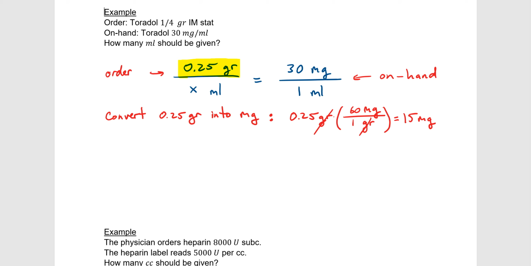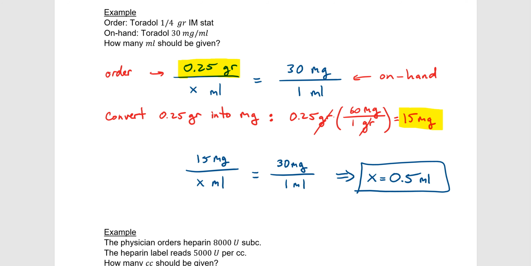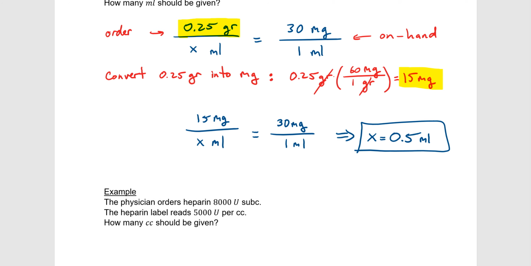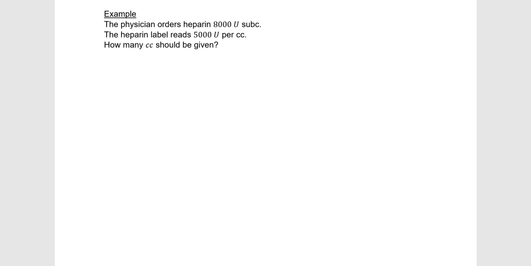So we're going to replace the 0.25 grains with 15 milligrams, and we're going to set this proportion up the same way it was. Now it becomes 15 milligrams over X milliliters equals 30 milligrams over 1 milliliter. So we solve this for X, the units are correct, and we're going to end up getting 0.5 milliliters. Okay, so I just didn't show the work for solving the proportion for that one. So let's do another example here.